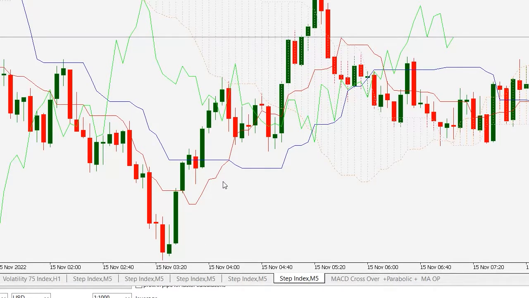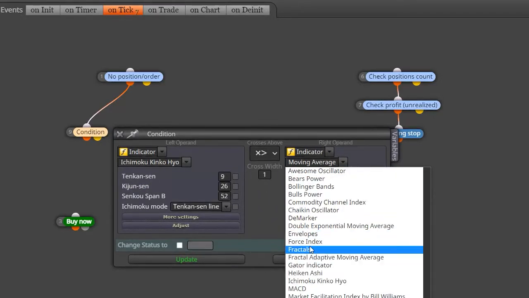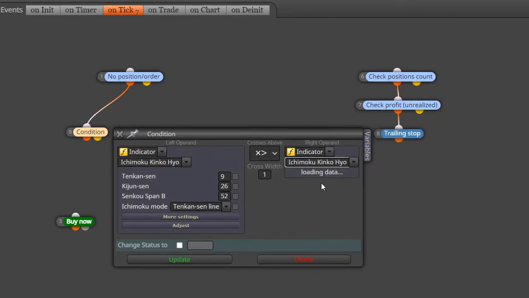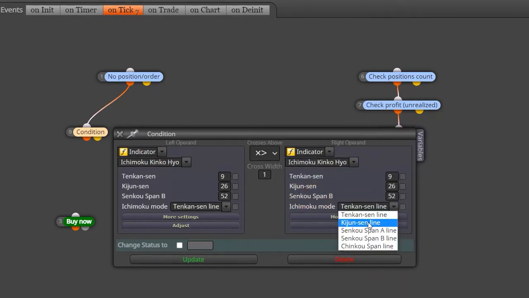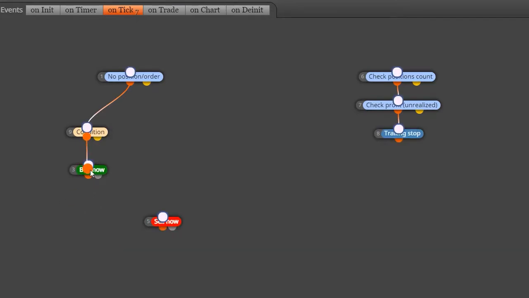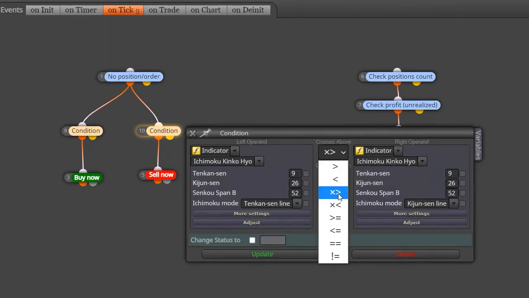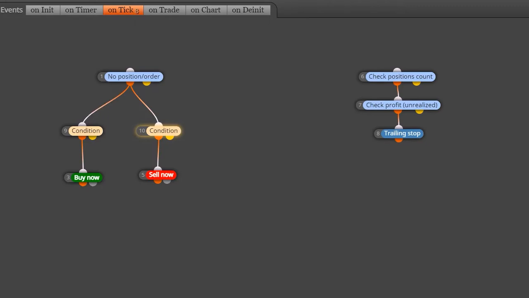So when the Tenkan-sen crosses above the Kijun-sen line, then we are going to do our buy. And remember guys, I'm gonna keep on repeating this. I mostly use the trailing stop loss to make sure we maximize profit so that we don't rob ourselves. So if the direction is right, we take all the profit. Here we do the opposite, and then we are good to go.